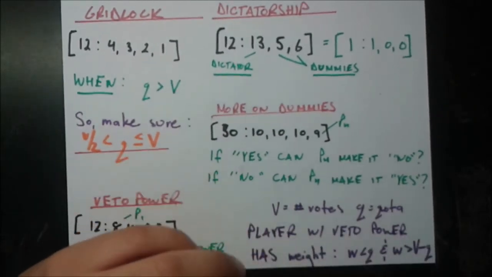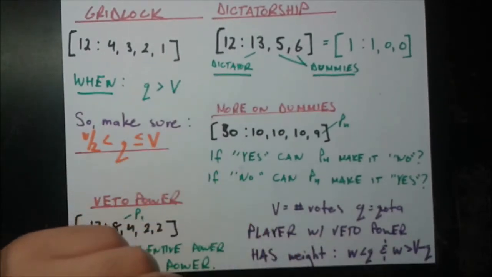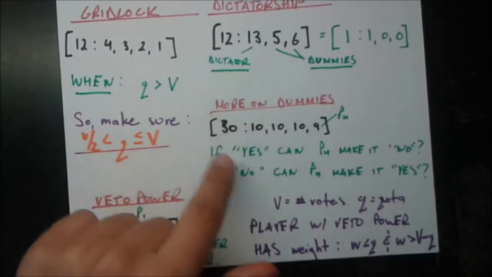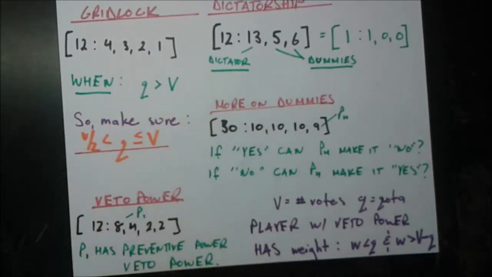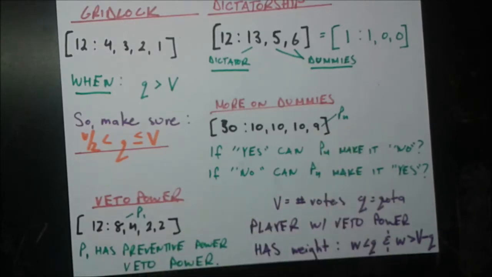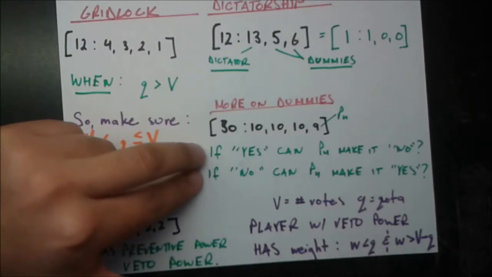But we can also have dummies with someone who has almost as many votes as everybody else. In this system, there is no dictator because no one person controls the entire share of the weighted voting system. But we do have a dummy, and that's going to be player 4. And how do we prove he's a dummy? Well, to prove anyone's a dummy, you need to just answer these 2 simple questions.